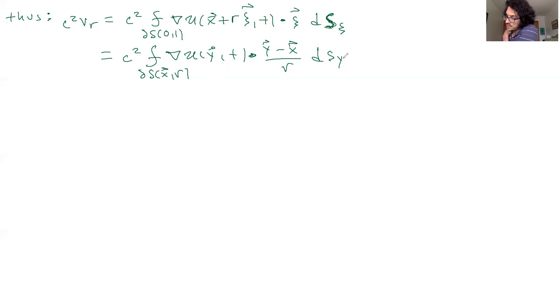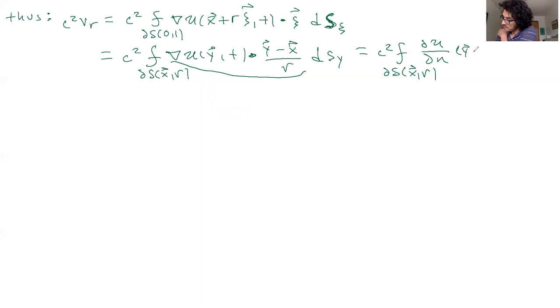So what is this whole thing here? This is the normal derivative, because this is the normal out of the sphere, and then this is the gradient. So I can write this as c squared times the integral over the shell of du/d normal, dS_y, just a bit of vector calculus there.